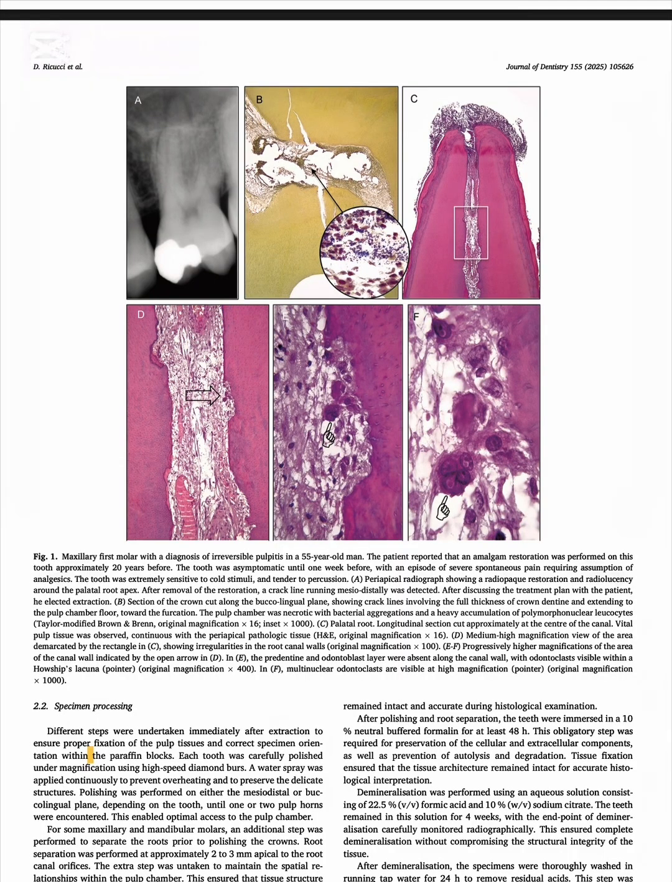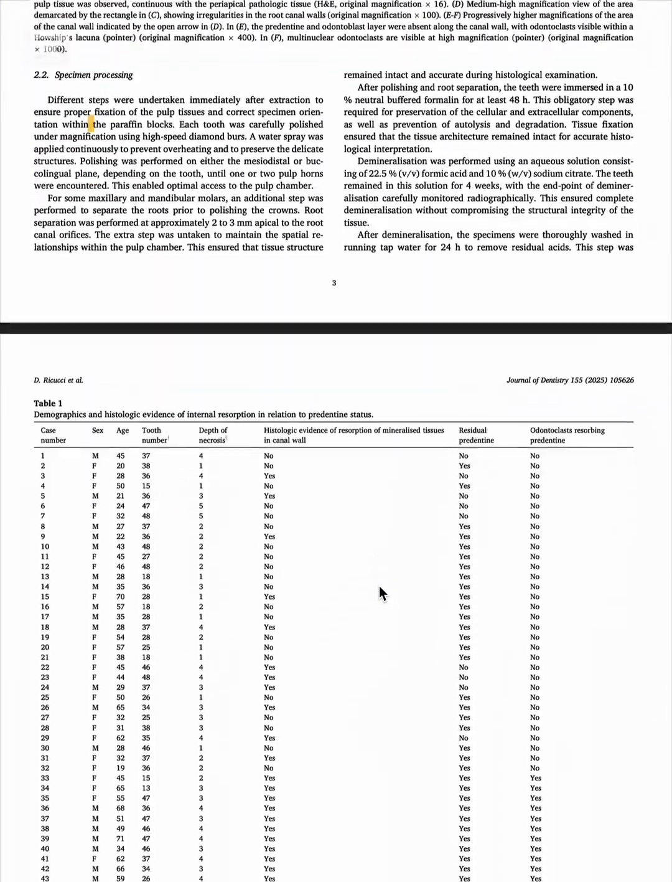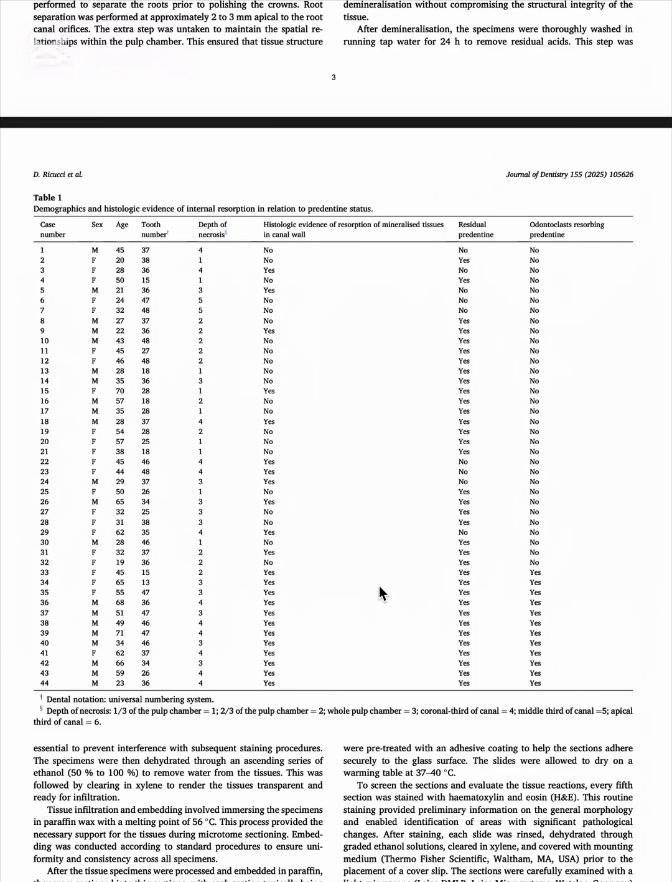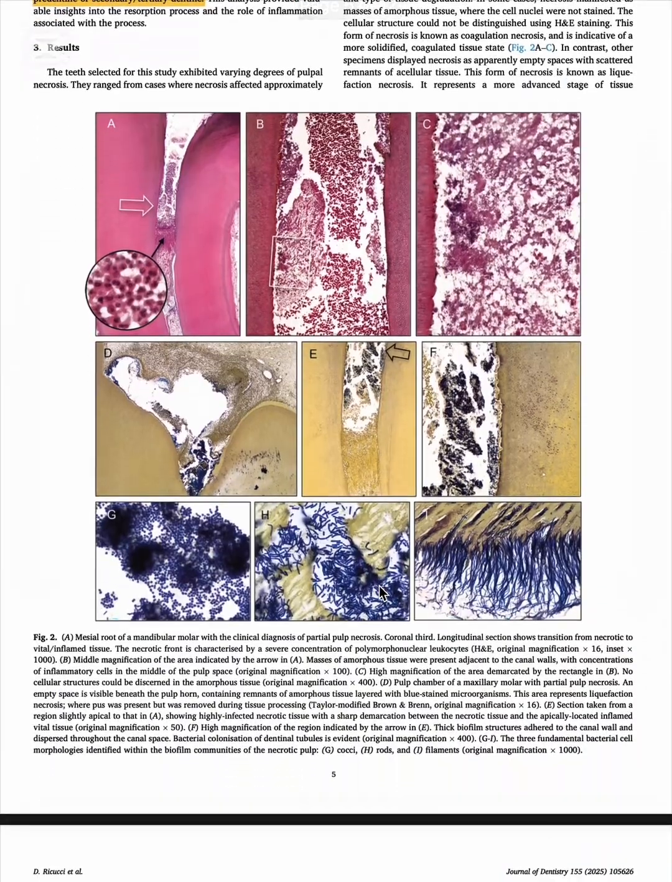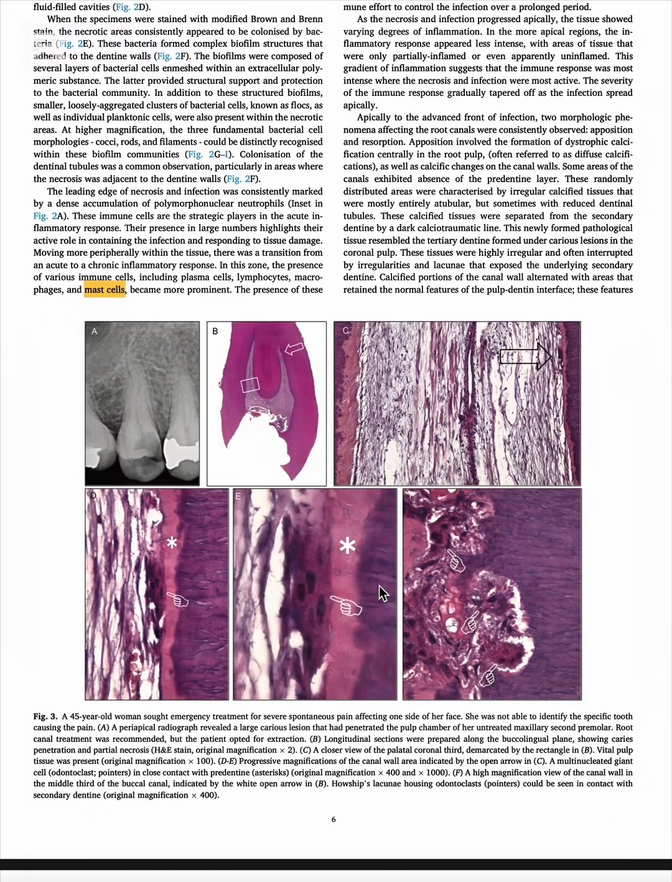The findings showed that resorptive activity was identified in 23 of the 44 teeth, which is 52%. Odontoclasts were observed within Howship's lacunae in areas of active dentin resorption. The most important observation was that in 12 cases, odontoclasts were seen in close contact with residual predentin, as shown here in this figure.